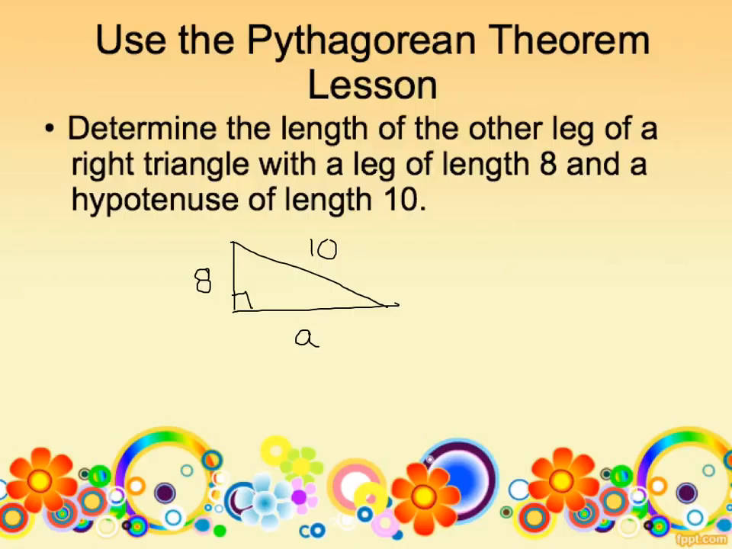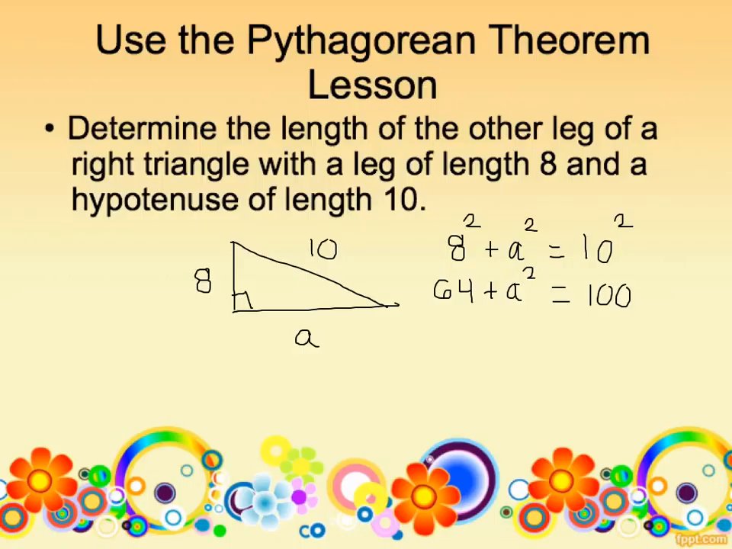Well, if those are sides of a right triangle, then we can use the Pythagorean theorem to determine the length of A. So the sum of each leg squared, which in this case would be 8 squared plus A squared, must equal the length of the hypotenuse squared. Now I know, according to Please Excuse My Dear Aunt Sally, I need to do the exponents next. So 8 squared is 64, and 10 squared is 100.